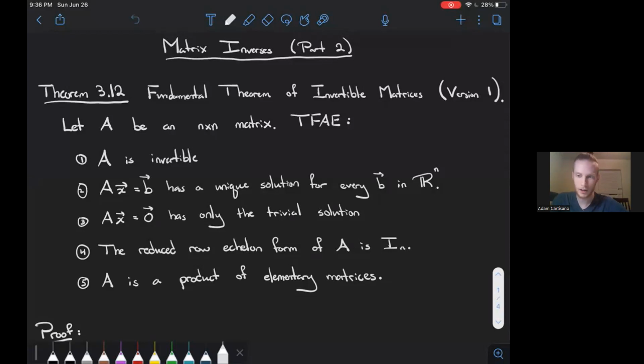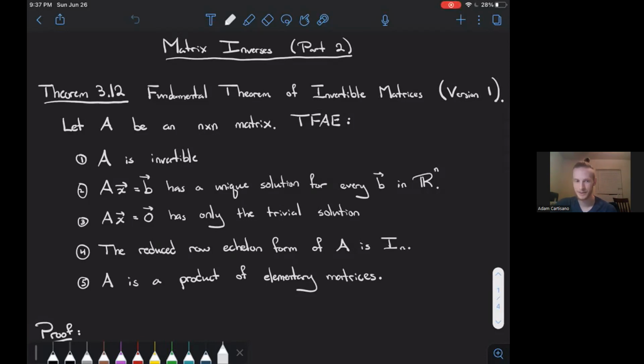So this is actually version 1. Okay, first of all, you've heard of the fundamental theorem of calculus, and you may have heard of the fundamental theorem of algebra. These are statements that are so important that we say they're like the most important theorem in the subject. So today we're going to be talking about that for matrices, invertible matrices. This is version 1 of that theorem. We're actually going to talk about version 2 in the next video. That'll be how we finish off the next video.